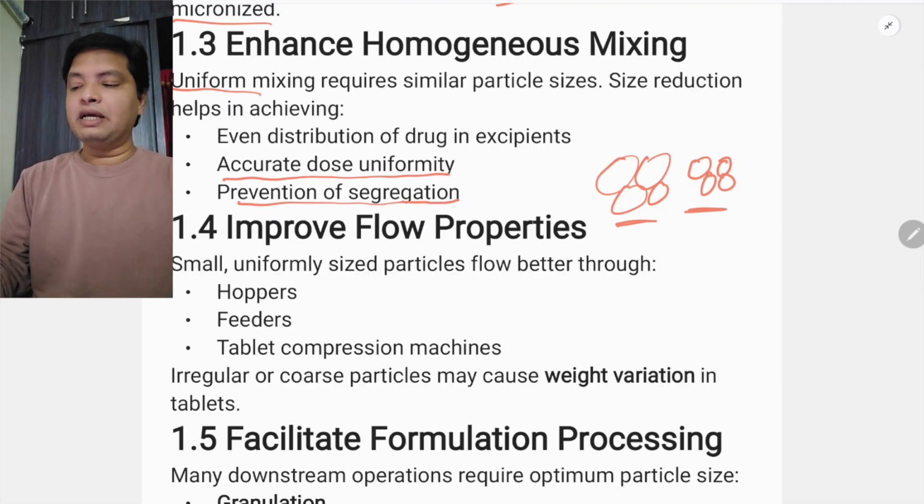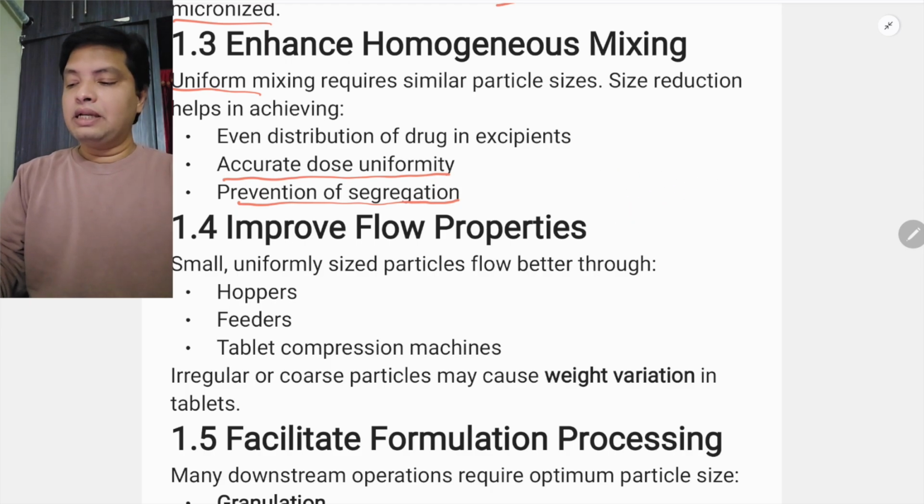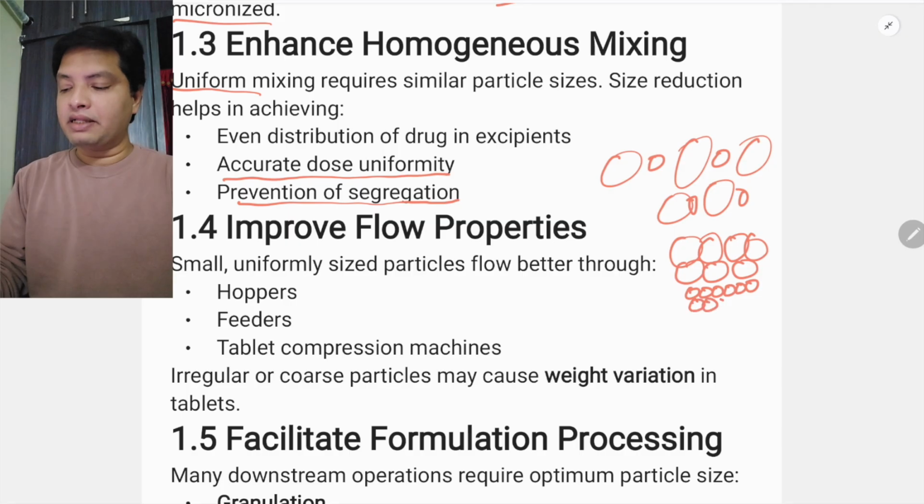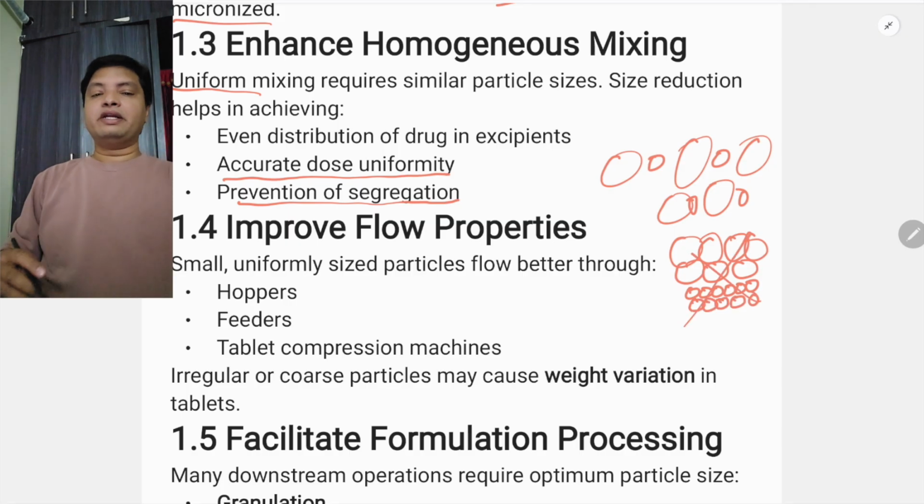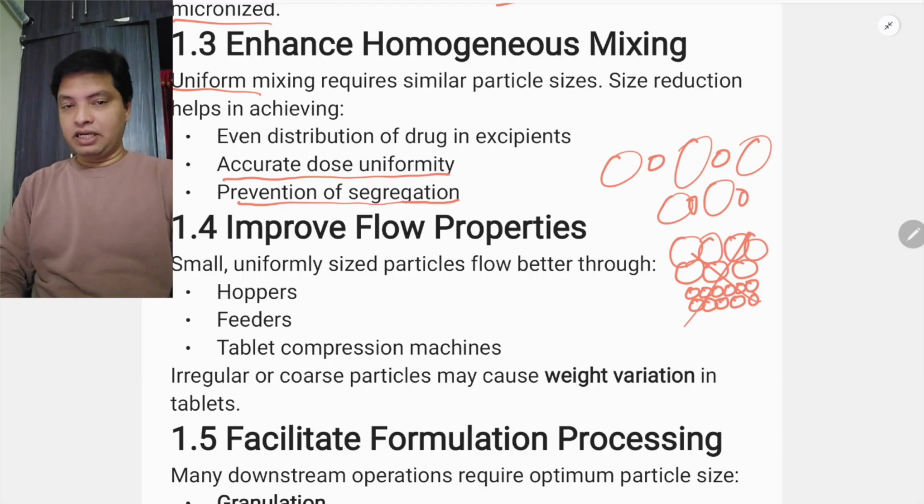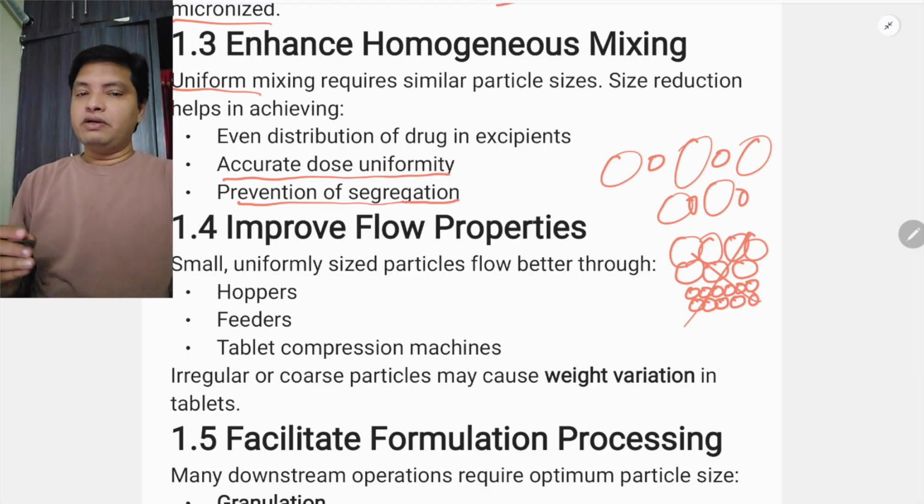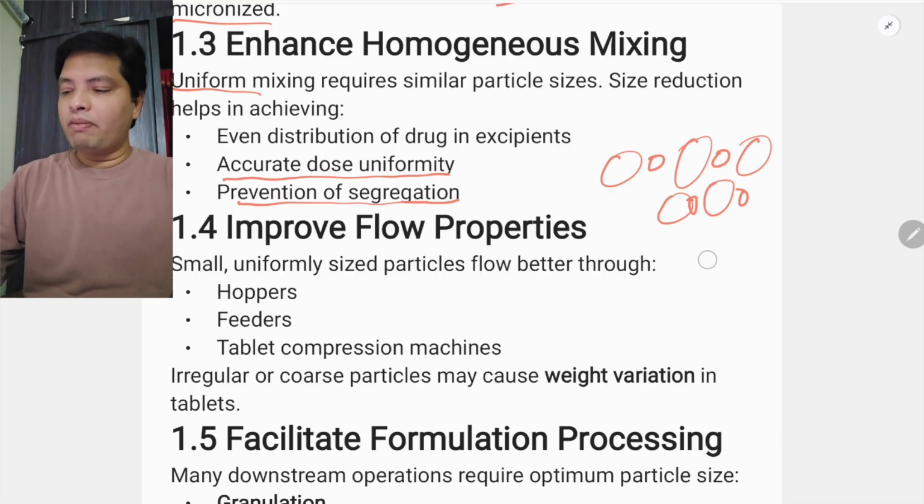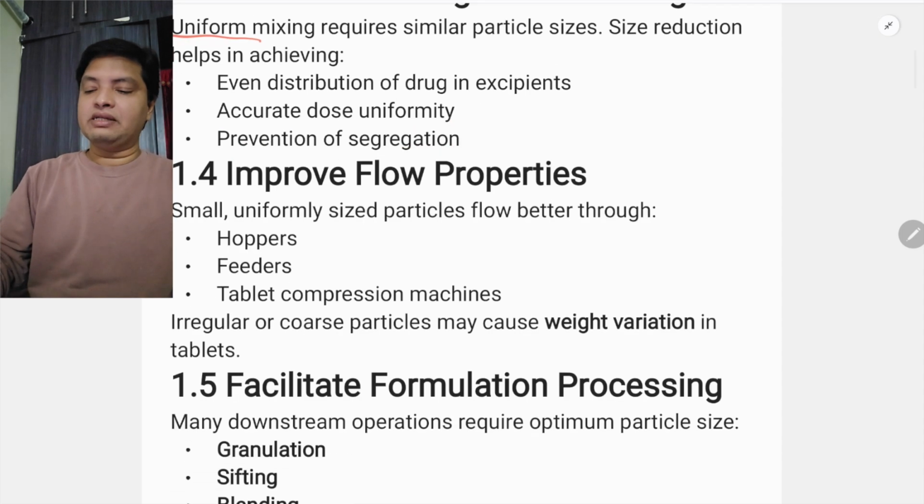I told you, when mixing, let's say I have particles like this: large, small, large, small, large, small. If I mix them, what happens? All large particles will be segregated at the top and all small particles will be segregated at the bottom like this. This type of segregation we should not have when we are mixing. So to prevent this segregation, we need to size reduce the particles to uniform size. Not only size reduction, the particle size should be uniform. All the particles should have the same size.